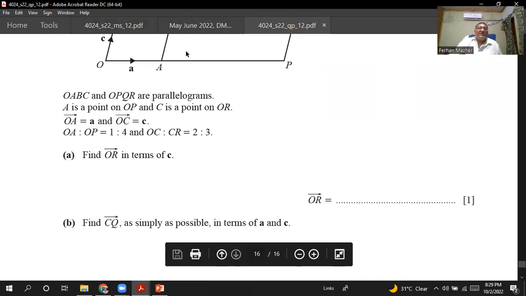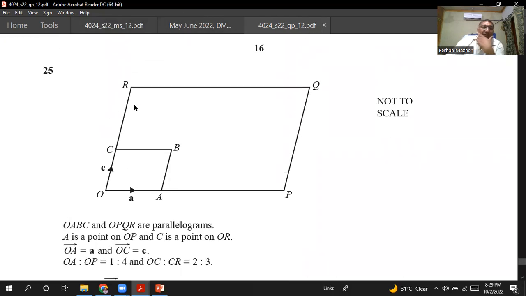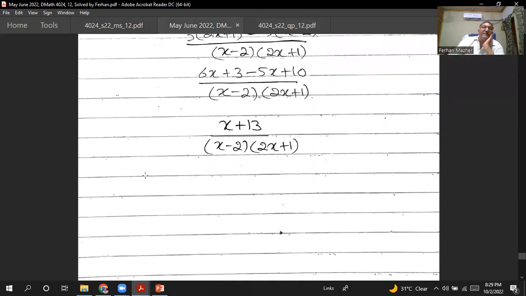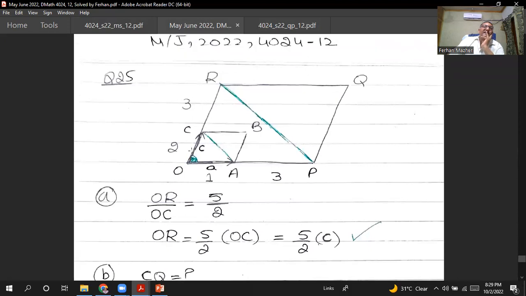Their first question is to find OR in terms of OC. Very simple. You can see I have written the ratios here: this is 1, this is 3, this is 2, this is 3. This portion is vector c, this portion is vector a. So I want to find OR. I know the OC value and that the ratio between them is 5/2. So OR will be equal to 5/2 of OC, and OC is the vector c. So 5/2 into c.